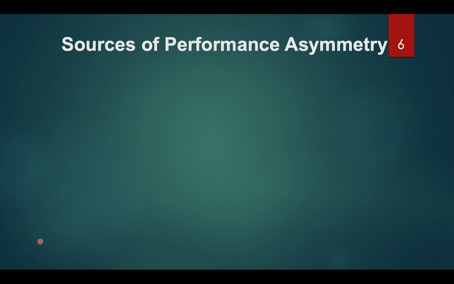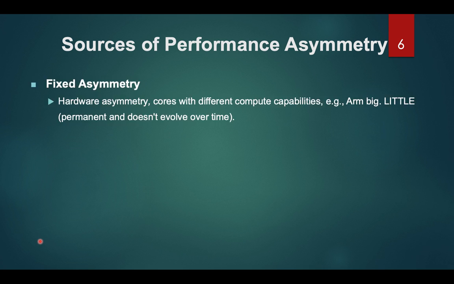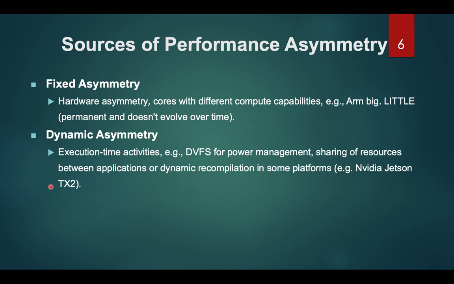Performance asymmetry sources are categorized into two. First, fixed asymmetry, which is hardware asymmetry like cores with different compute capabilities, for example ARM big.LITTLE. These types of sources are permanent and do not evolve over time. Another category is dynamic asymmetry, which is execution time activities, for example DVFS for power management, sharing of resources between applications, or dynamic recompilation in some platforms, for example NVIDIA's Jetson TX2.